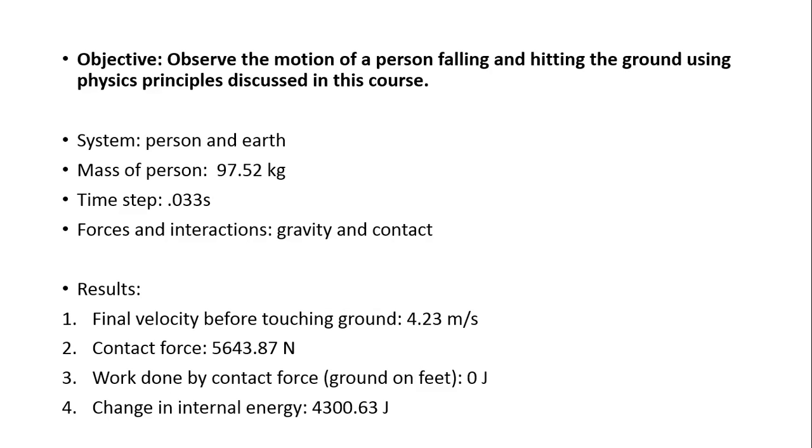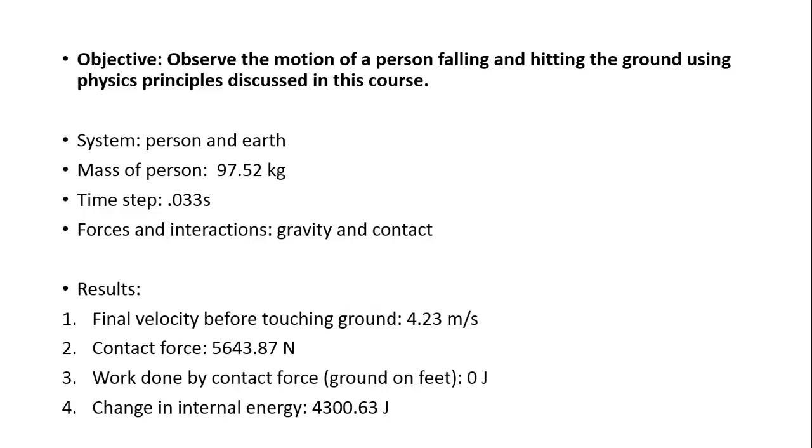So the objective of the lab that I've chosen is to observe the motion of a person falling and hitting the ground using physics principles that we've discussed so far in this course. My system is made up of the person and the earth. The person is a mass of 97.52 kilograms, and the time step delta t that I've chosen is 0.033 seconds. The forces and interactions here at play are gravity and the contact force.